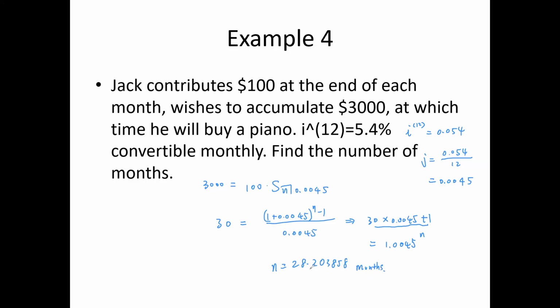So normally we round up. The reason we round up is that we wanted to accumulate at least $3,000. If you round down and you have only 28 months, then the accumulated money is smaller than $3,000, which is not what we want. So normally we round up. We want to overshoot, but not undershoot.